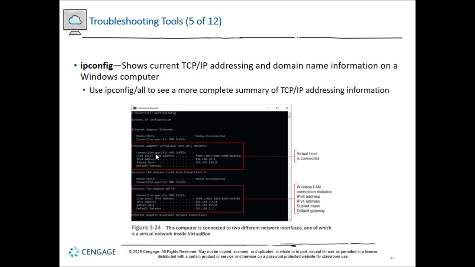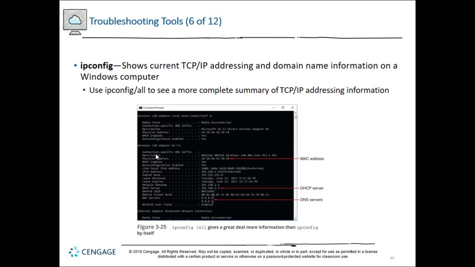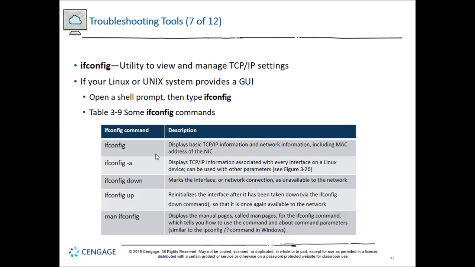There's an example of an IP config that I've already shown you before as well. ifconfig has some commands that you can add to it as well. To get information, you have ifconfig -a, which gives you all the information associated with the Linux interface. You can bring the interface up and bring it down.